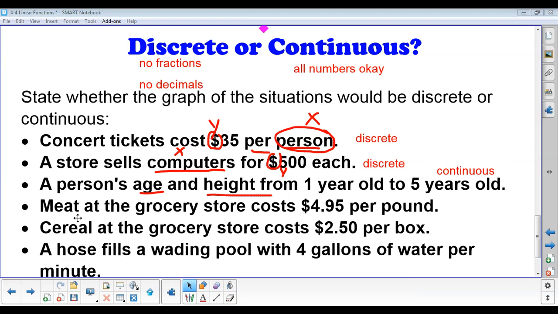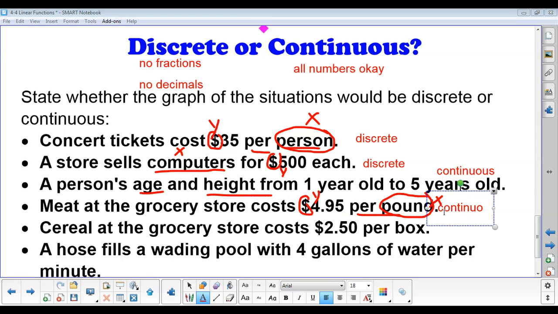Number 4, meat at the grocery store costs $4.95 per pound. Once again, that word per is our little clue. The cost is our y. The pounds are our x. Now, I don't know how many of you have been to the grocery store and done this with your parents, but when you buy meat from the butcher, they put it on a scale and they tell you how much it is. It's not already pre-packaged by the pound. They just put some on there and see how much it weighs. Because weight is something that can have fractions and decimals, this one is continuous.